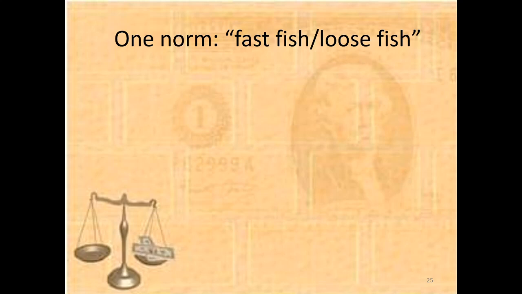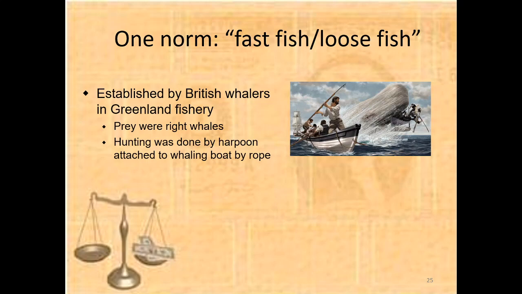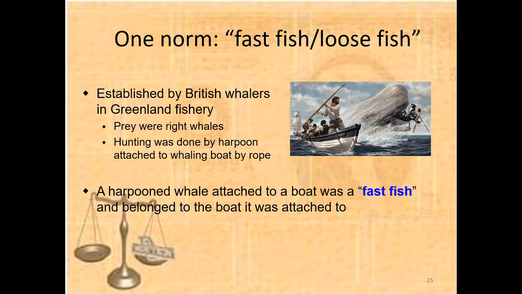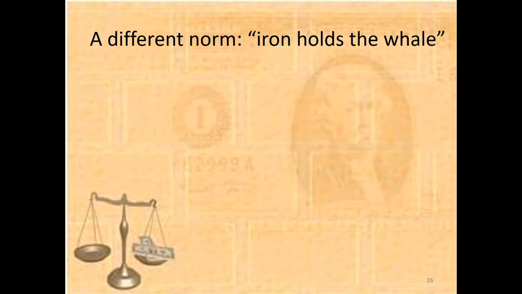So with the second example, the first norm that evolved in the whaling industry was fast fish, loose fish. It was established by British whalers in the Greenland fishery, where the prey were right whales. Hunting was done by harpoons attached to the whaling boat by rope. This is a kind of picturization of the same. A harpooned whale attached to a boat was fast fish. But there is a possibility of losing your life in that process. A harpooned whale attached to the boat was a fast fish and belongs to the boat it was attached to. If the whale broke free or had not yet been harpooned, it was a loose fish and other ships were free to pursue it.